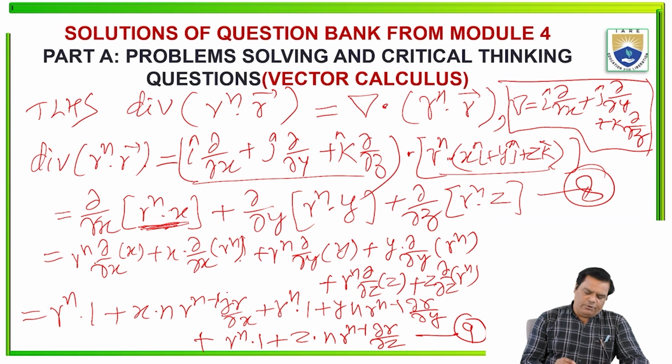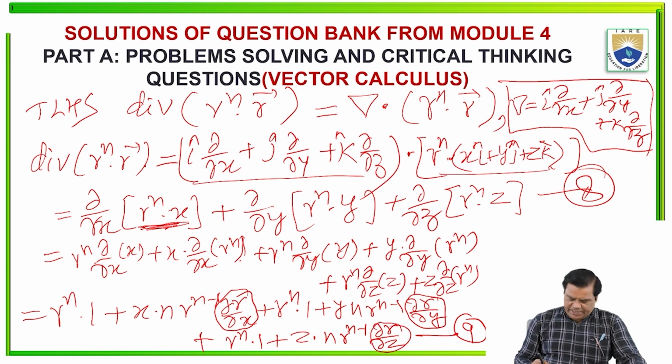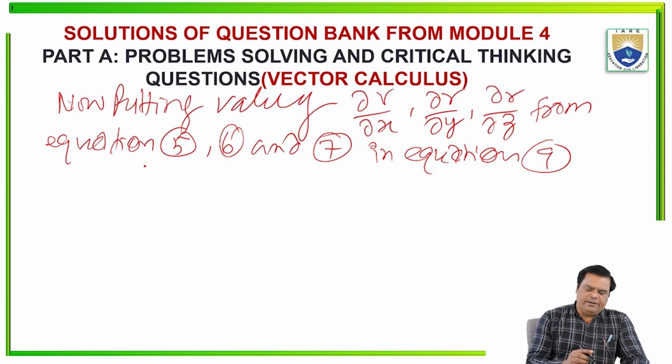So now putting the values of ∂r/∂x, ∂r/∂y and ∂r/∂z from equations 5, 6, 7 in 9, then we get here.